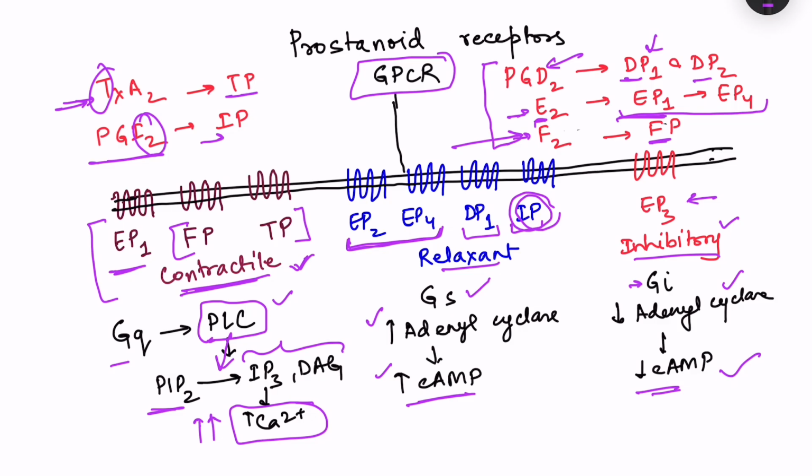But prostaglandin E2, because some of its receptors are contractile and some of the receptors are relaxant, its action will vary depending on which receptors are stimulated and also depending on the concentration of this prostaglandin E2. Okay, so with this concept, let us move forward.